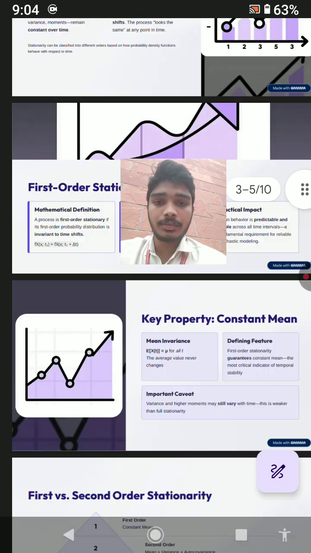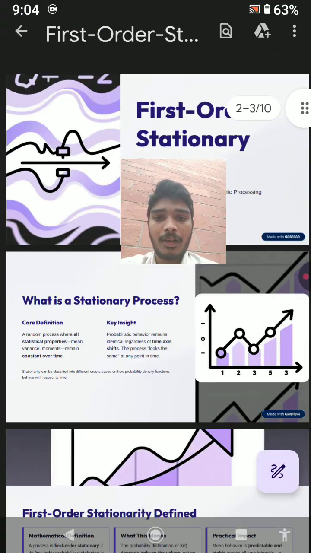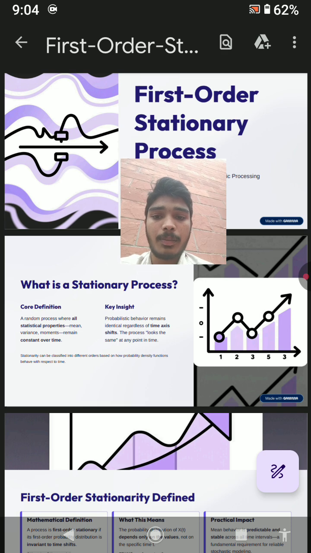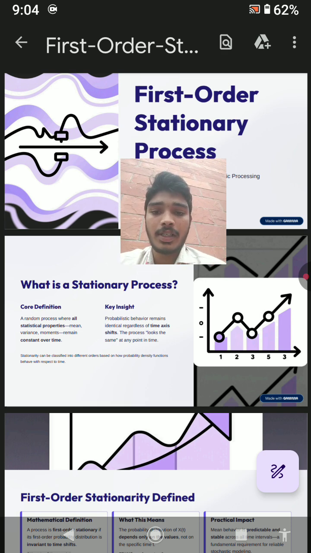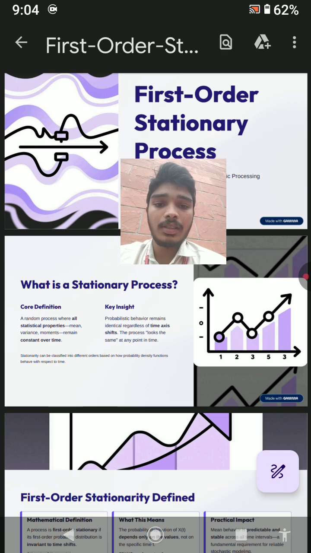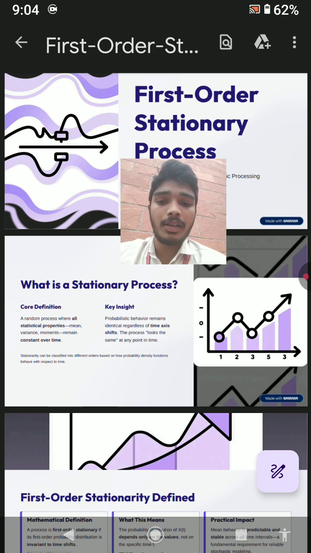So next, what is a stationary process? A random process where all statistical properties, mean, variance, moments, remain constant over time. Key insight: probabilistic behavior remains identical regardless of time axis shifts. The process looks the same at any point. Okay, let us see the graph. These do not change with respect to time: mean, average, variance, moments. The process is called stationary.